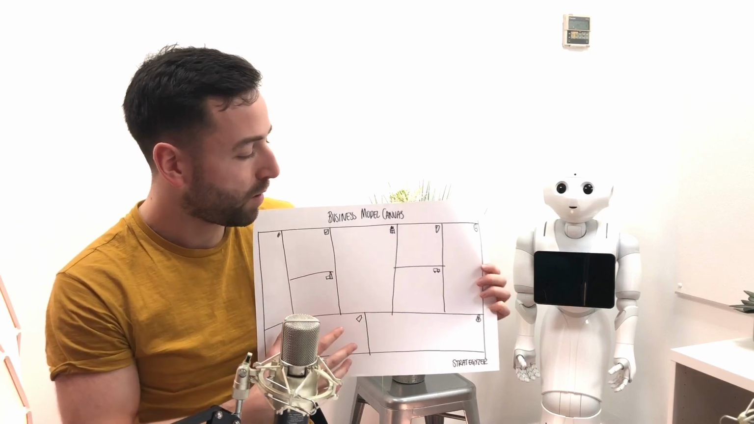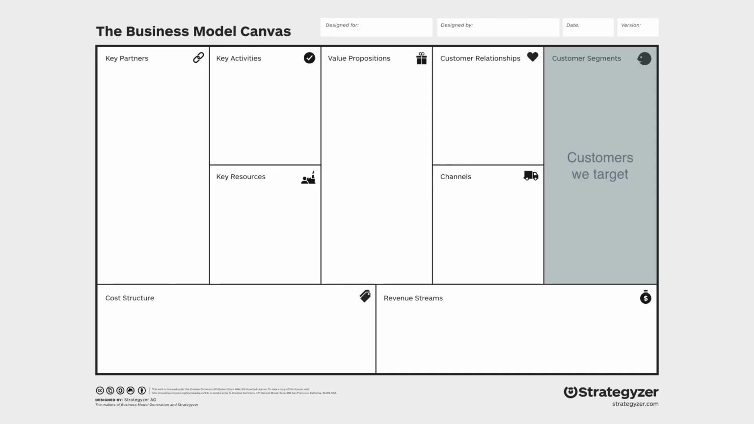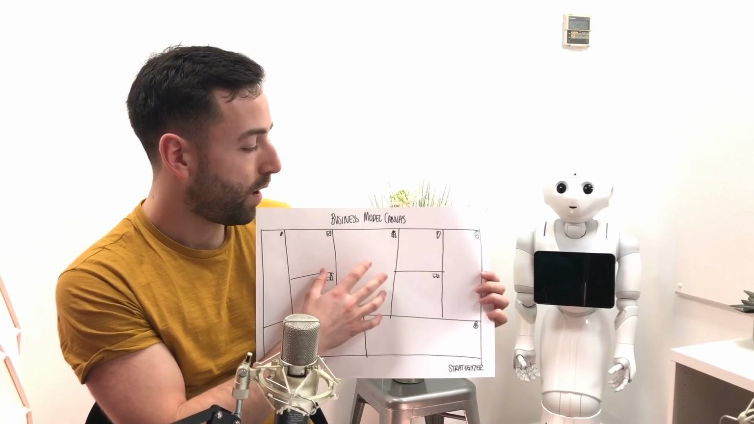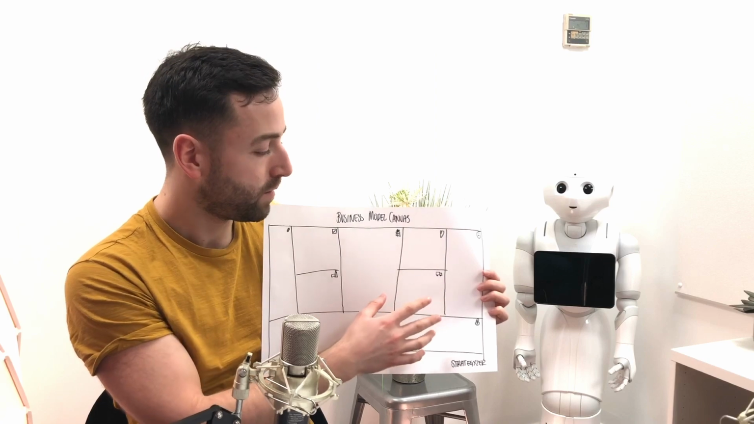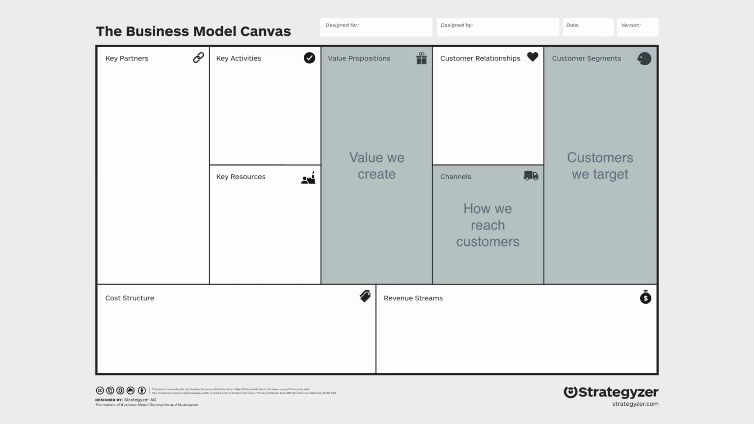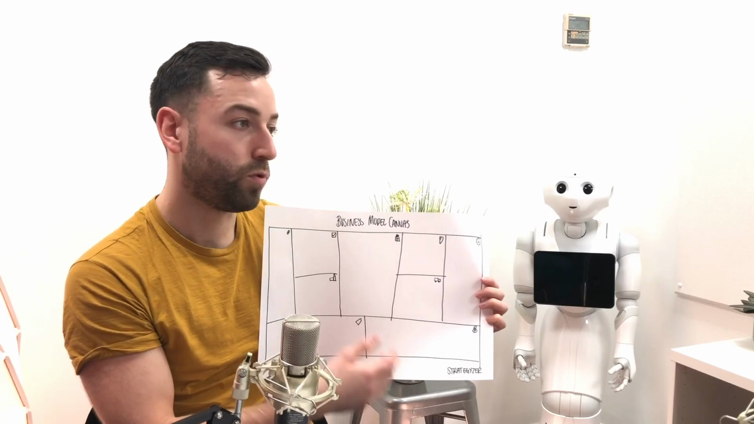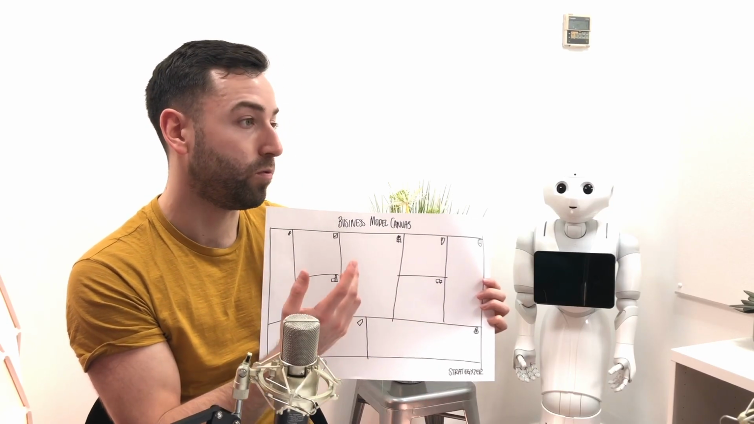So in terms of the nine blocks, you've got your customer segment, the type of customers you're trying to target, and what they're trying to do. You've got your value proposition, which is like your product and how it helps your customers. You've got your channels, which is how you get your product to your customers, maybe through physical stores, ads or social media.